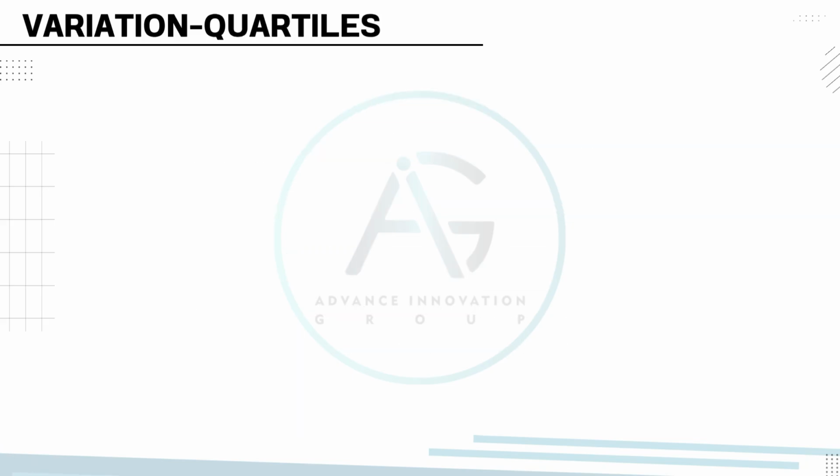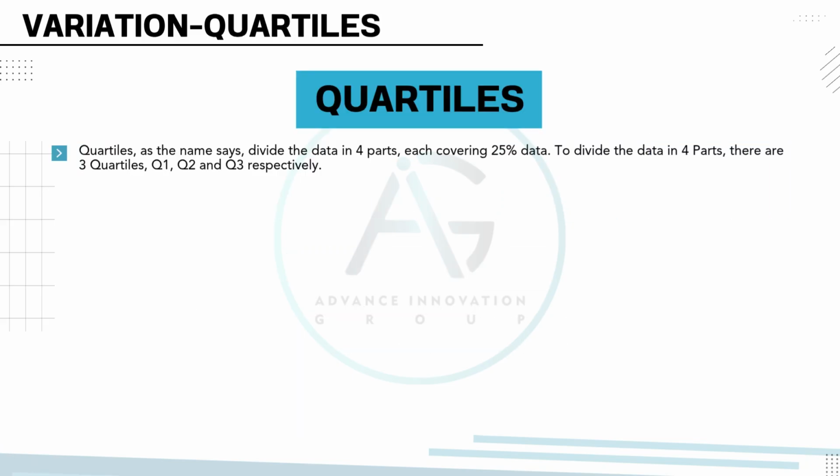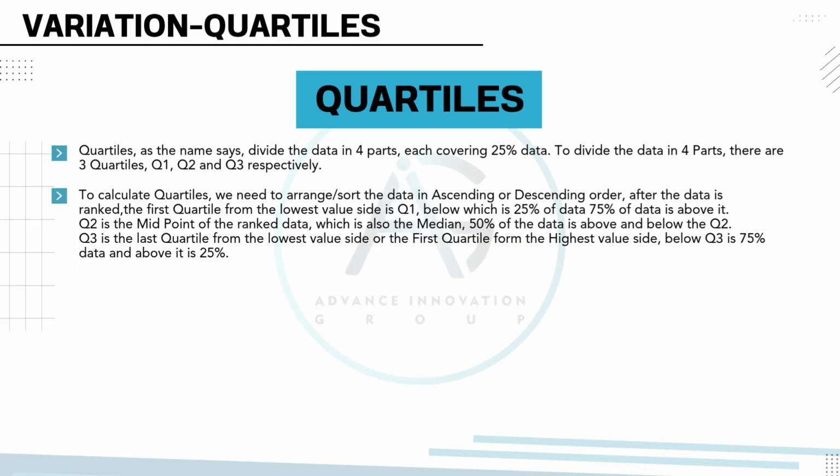Variation: quartiles. Quartiles, as the name says, divide the data in 4 parts, each covering 25% of the data. To divide the data in 4 parts, there are 3 quartiles, Q1, Q2, and Q3 respectively. To calculate quartiles, we need to arrange, sort the data in ascending or descending order.